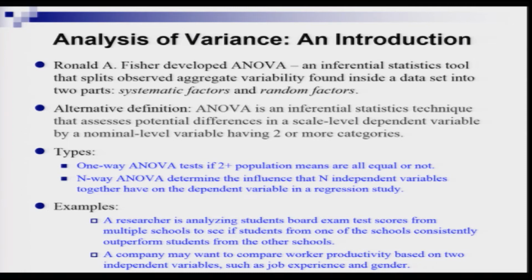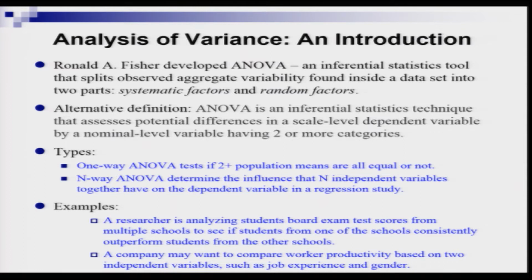Now, we are going to look at some examples of one-way ANOVA and n-way ANOVA, and after that we are going to discuss one-way ANOVA at length. Okay. So, let us look at the first example. Let us assume that there is a social science researcher who is interested to analyze the students' board exam test scores, and he or she comes with a hypothesis that in some locality, some region, there are multiple schools, but not all the schools are equally good. So, basically there is a school effect on the students' exam performance.